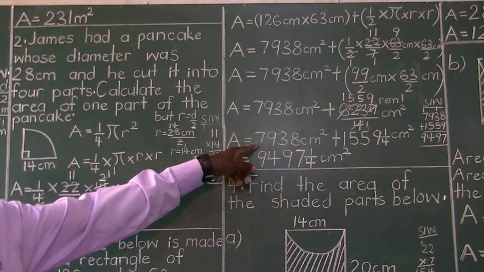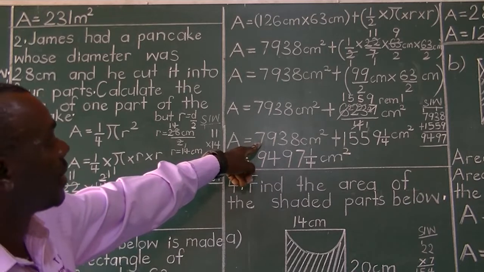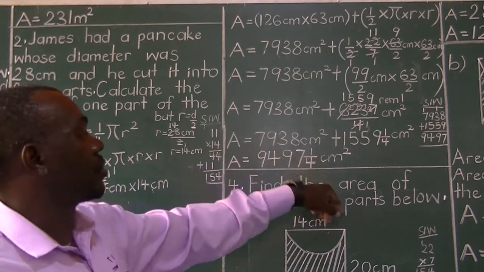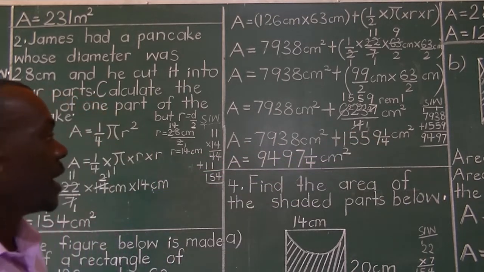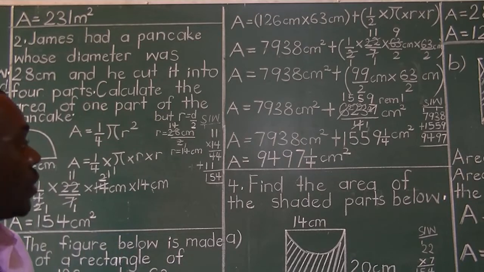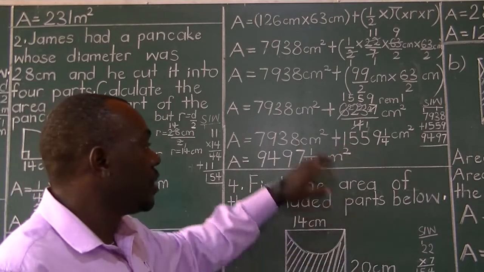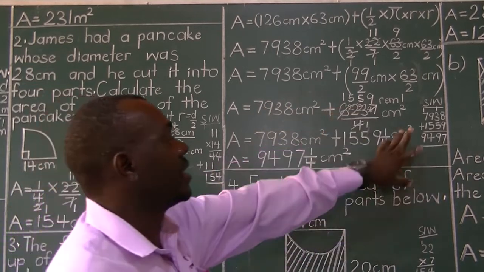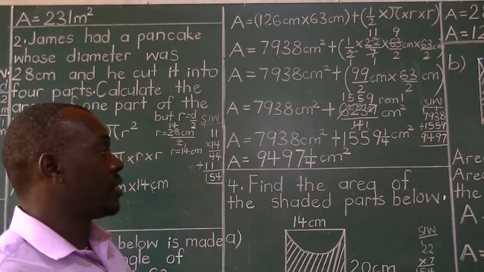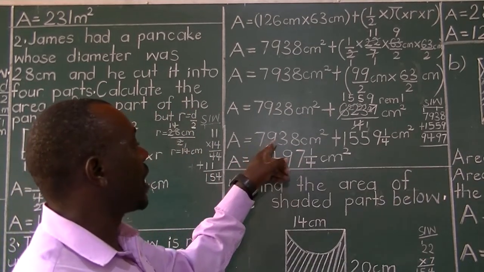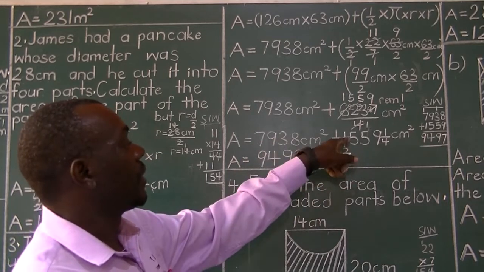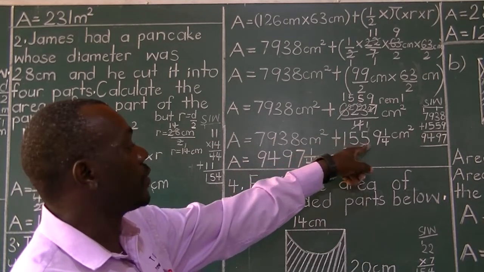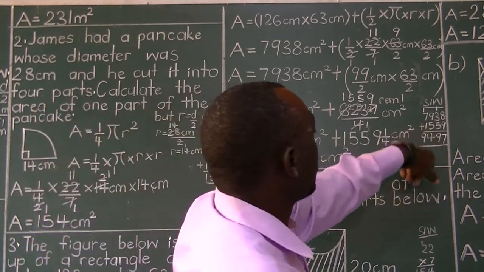So already got the area of the rectangle as 7,938 centimeters squared. So plus that one. So in addition of whole numbers and mixed fractions, we add these whole numbers first, then later we add that fraction. So we add 7,938 and 1,559 first. So that is what we have here.